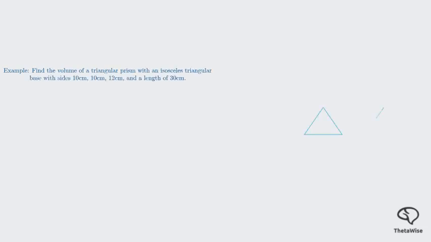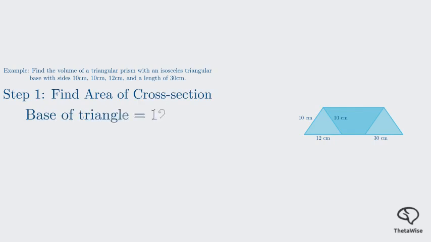Let's work through an example of a triangular prism, which is a solid of uniform cross-section. Consider a prism with an isosceles triangular base with sides 10 centimeters, 10 centimeters, and 12 centimeters, and a length of 30 centimeters. We need to find its volume. To find the volume, we need two things: the area of the triangular cross-section and the length of the prism. The length is given as 30 centimeters. First, let's find the area of the triangle.